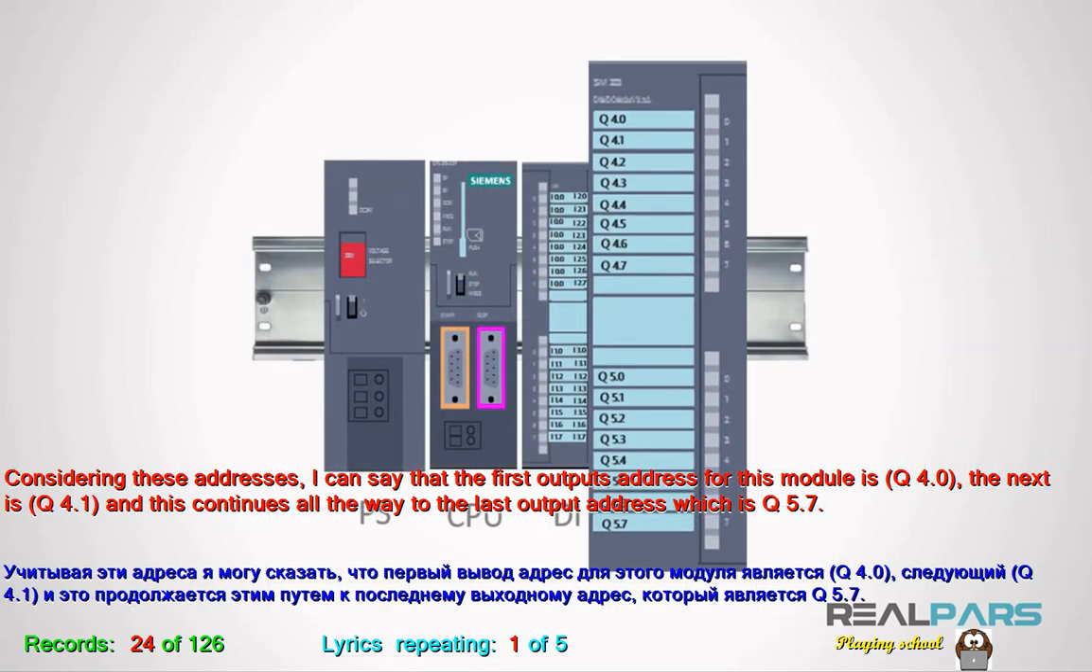Considering these addresses, I can say that the first output's address for this module is Q4.0. The next is Q4.1, and this continues all the way to the last output address, which is Q5.7.